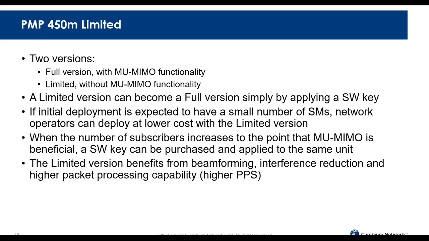So this is what we were talking about at the beginning of the presentation when we talked about future-proofing the network. We want to be able to design a sector today for today's demands, but also make sure that we are ready for tomorrow's demands, in this case by unlocking the MU MIMO functionality, so that we don't need to have any hardware change, but with a simple software key, we can enable the higher throughput that would be necessary a few years down the line.